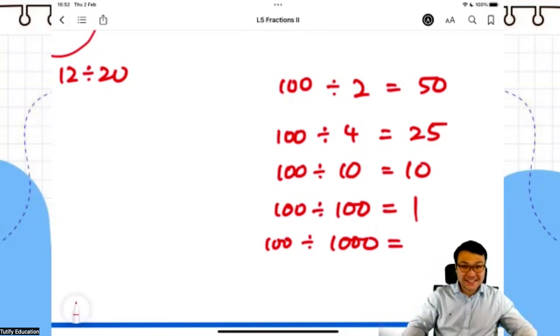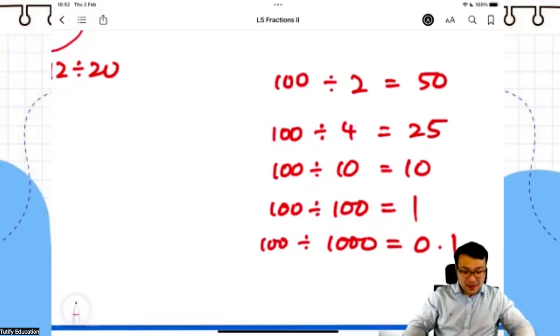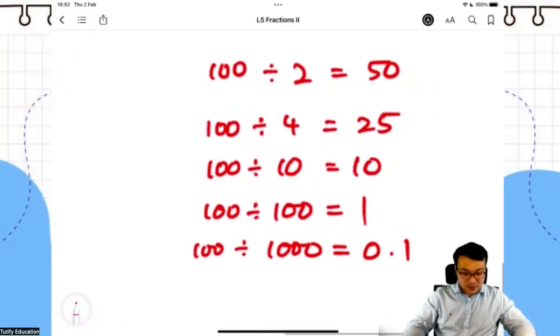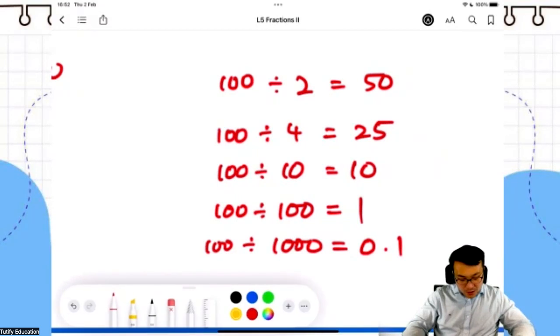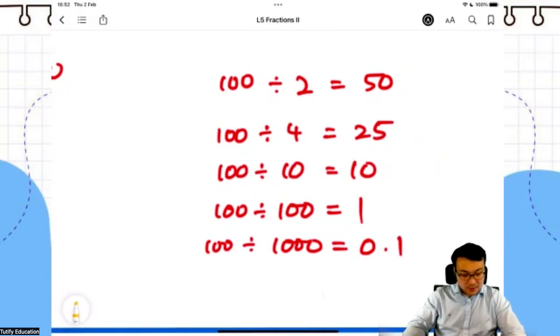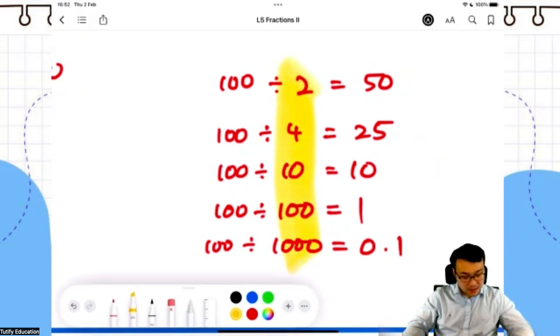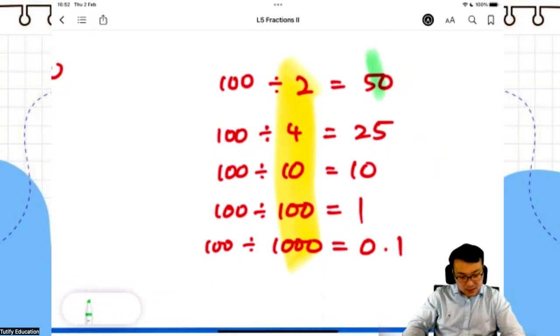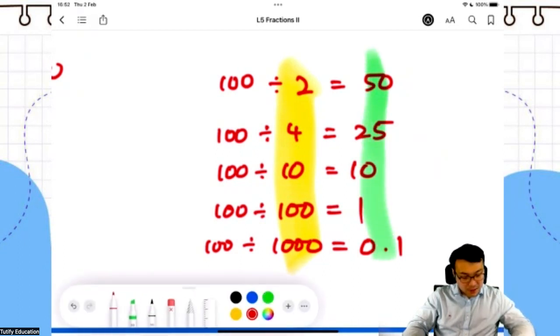Don't know. Okay, I tell you, it's 0.1. Haven't learned decimals yet, user. Okay, do you notice something, user? Do you notice that when we take a number and divide it by something small, the answer is very big? But when you divide by a big number, what happens to the answer?